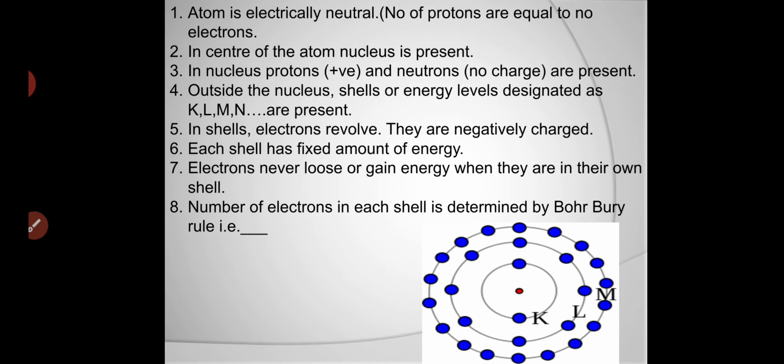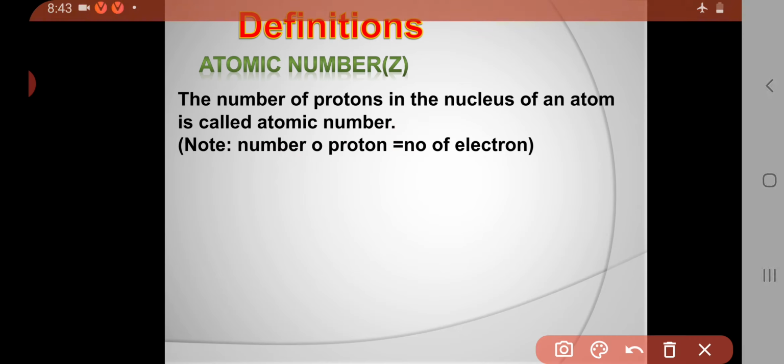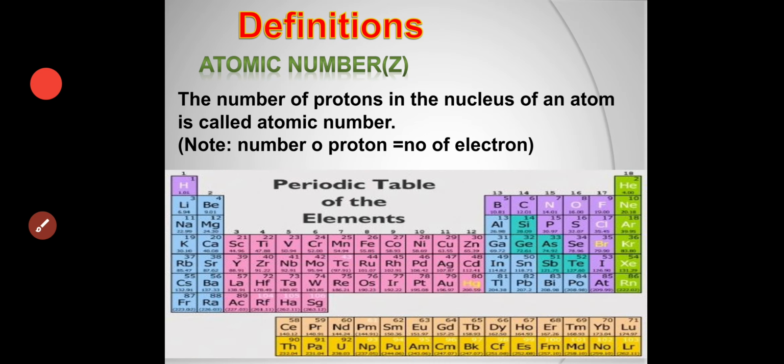Okay, so let us study some definitions. The first one is atomic number. What is atomic number? The number of protons in the nucleus of an atom is called the atomic number. One point you have to keep in mind is that however many protons are there in an atom, that many electrons are also present.